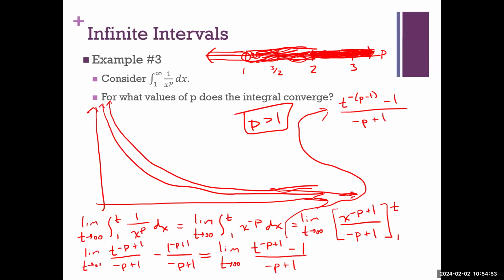What happens when I raise something to a negative exponent? Well, I can rewrite it, right? 1 over t to the p minus 1, over negative p plus 1. Okay, so I didn't write the limit here. Let me just abbreviate.